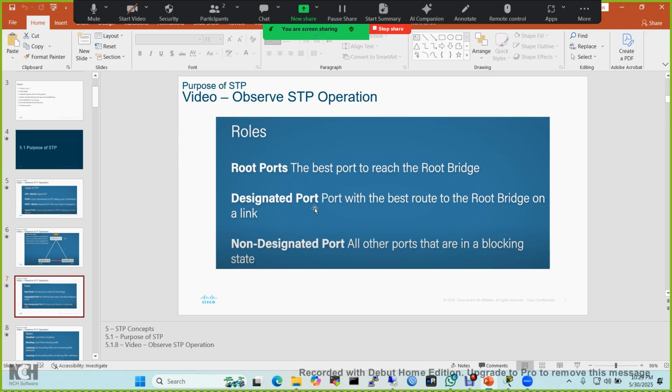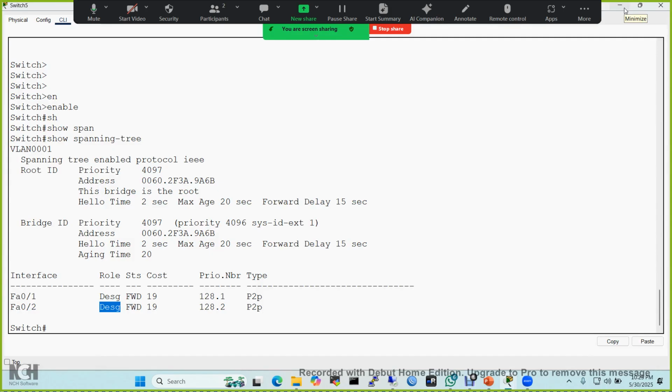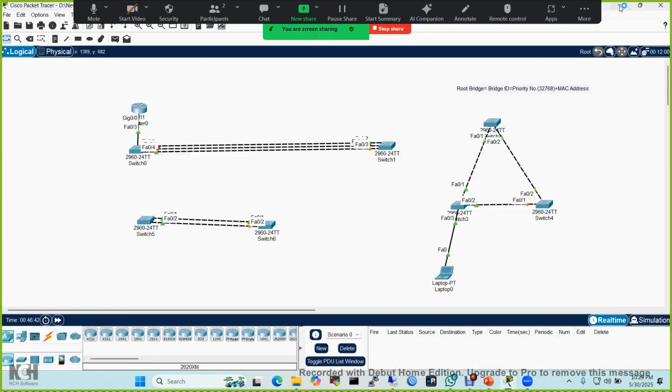What is a designated port? The interfaces of the root bridge are called designated. Which port has the designated role? All interfaces of which switch? The root switch. All the interfaces of the root switch will play the designated role.